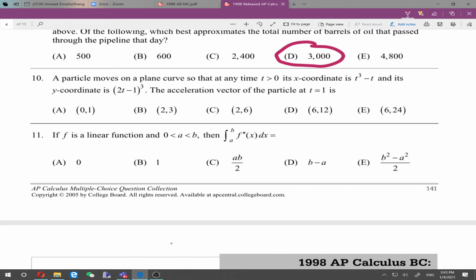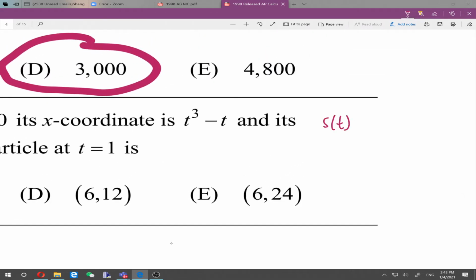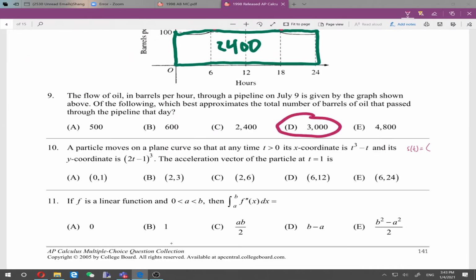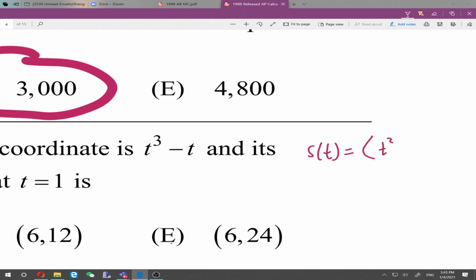So we were just given a position vector. If we know the position vector, s of t is <t cubed minus t, (t minus 1) cubed>. I'm not very good at drawing angle brackets, but that just tells us that this is a vector. What would my equation for the velocity be at any time then?